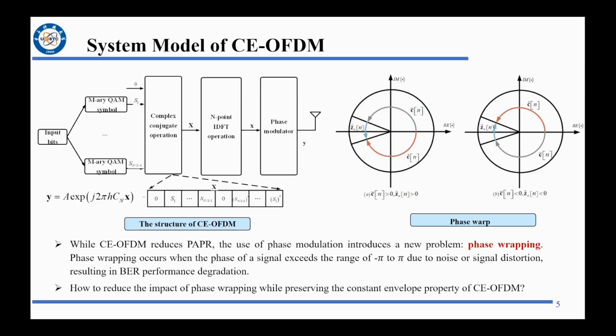Moving on to the system model, the COFDM structure is built on phase modulation. While COFDM reduces PAPR, the use of phase modulation introduces a new challenge: phase wrapping. Phase wrapping occurs when the phase of a signal exceeds the range of minus pi to pi due to noise or signal distortion, leading to BER performance loss. So the challenge is how to minimize phase wrapping while preserving the constant envelope property of COFDM.